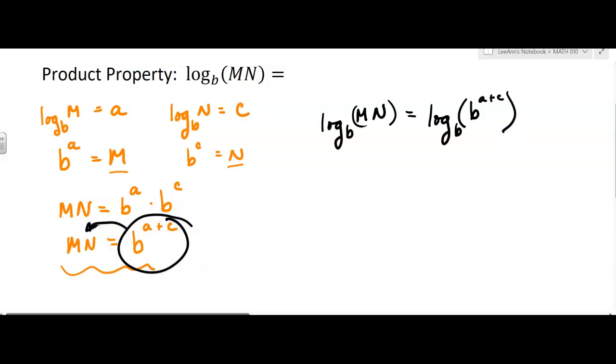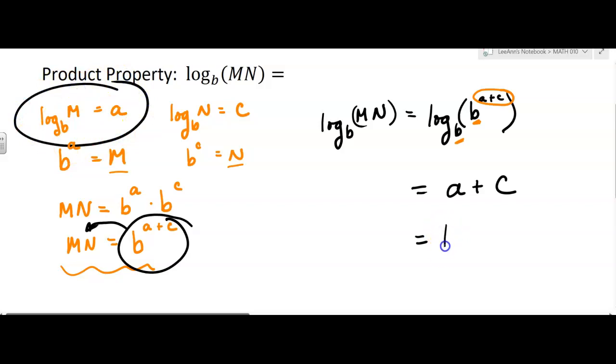Okay, but what did we just learn in our property 3, that inverse property? That if the base here matches the base in the argument, then the whole thing just equals the exponent. So what does this equal? It equals a plus c. Okay, but now we have to go back to what were a and c. A was log base b of m, and c was log base b of n.